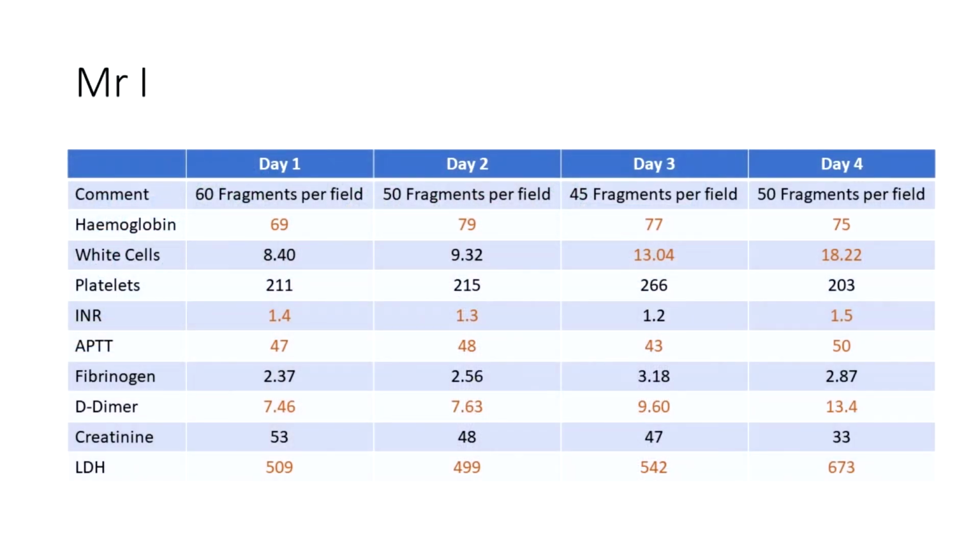Here's another instance of Mr. I, who's a 41-year-old male who has a recurrent gastric cancer. We see in his blood picture it's a bit different. There's a number of red cell fragments, so quite high numbers of red cell fragments indicating hemolysis. We can see there's anemia from that hemolysis, but there's no significant thrombocytopenia.